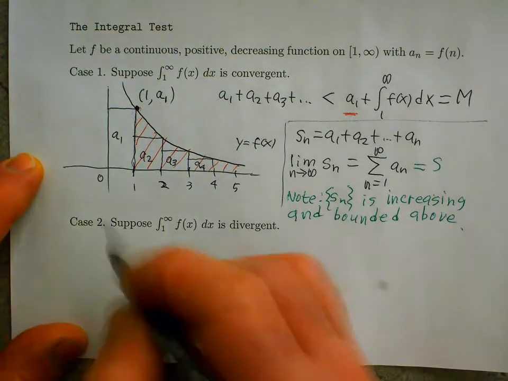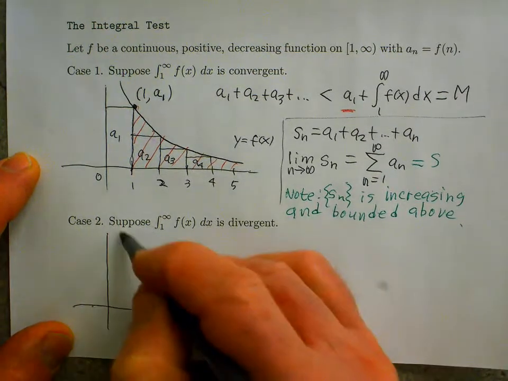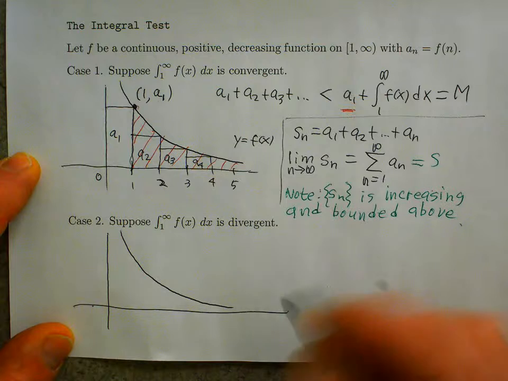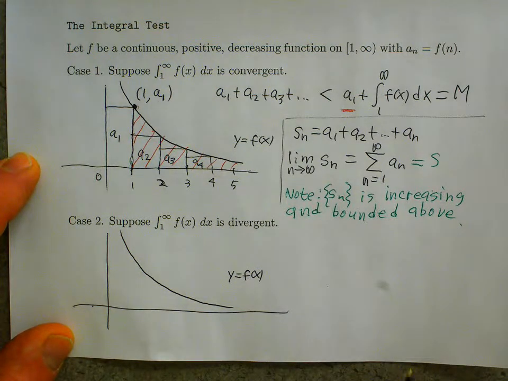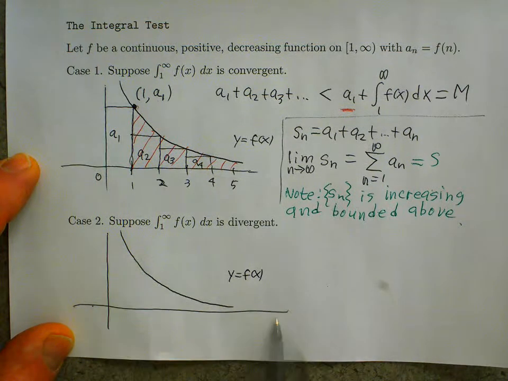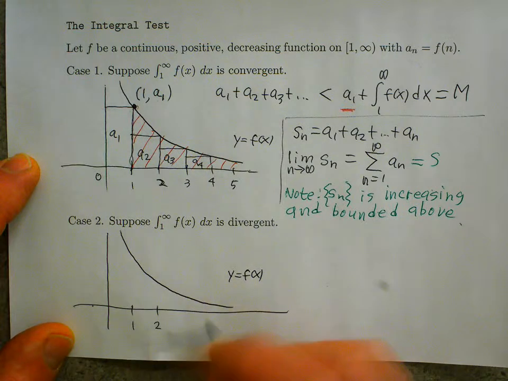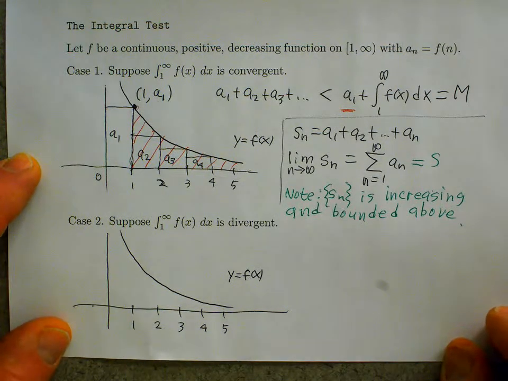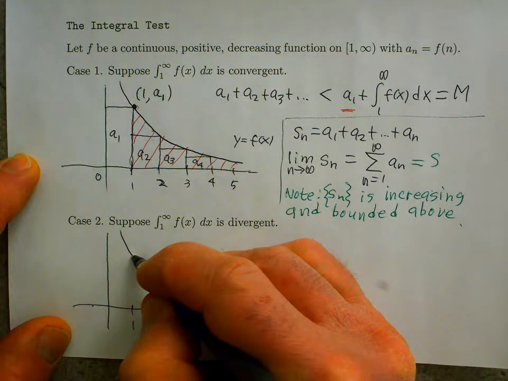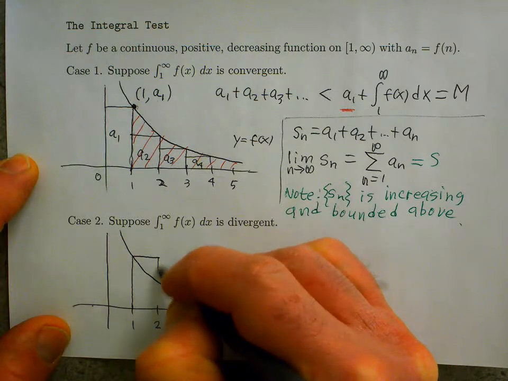So we'll do another sketch. So f of x is positive, continuous, and decreasing from 1 to infinity. This time we want to construct our rectangles so that they are partially above the curve.